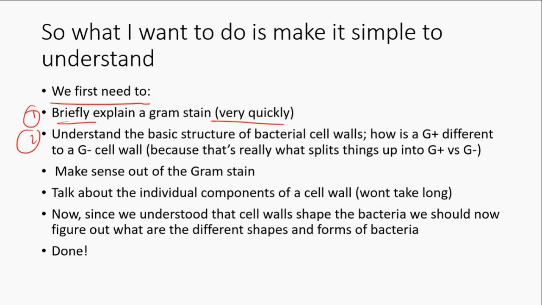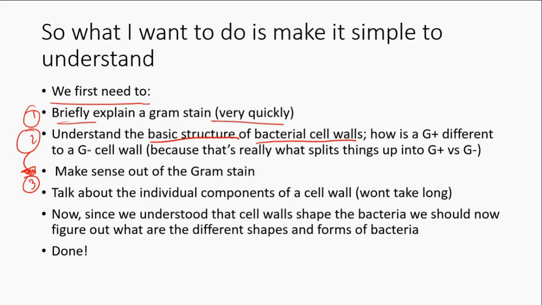The second thing that we're going to do is understand the basic structure of a bacterial cell wall, okay? Because the bacterial cell wall is really what determines if a bacteria is gram-positive or gram-negative, okay? And then after we do that, we're going to look back at the gram stain, the process of, or it's actually like a test. So we're going to look back at the gram stain, and we're going to talk about it in a lot more detail, so that hopefully you can understand everything.